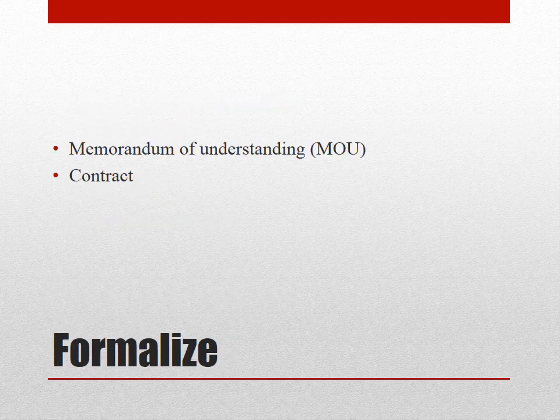As we're formalizing, two of the ways that we formalize are by using either a memorandum of understanding or a contract. A contract is a little bit more formal than an MOU, which is basically just saying this is what we are going to do, this is what we expect of you.